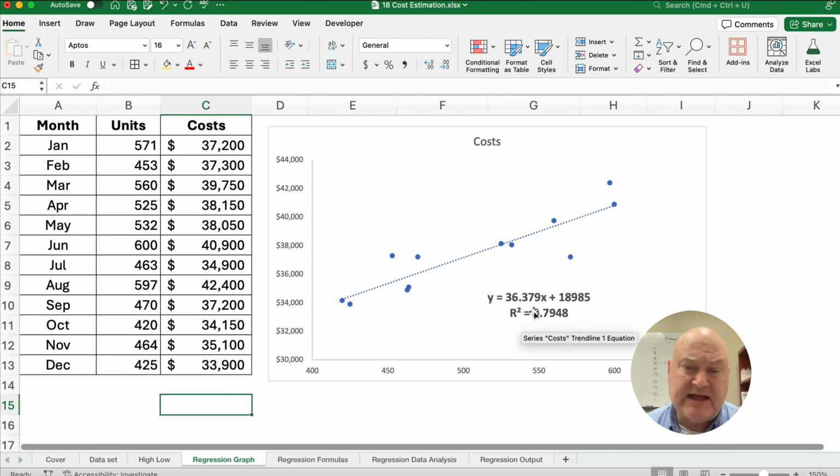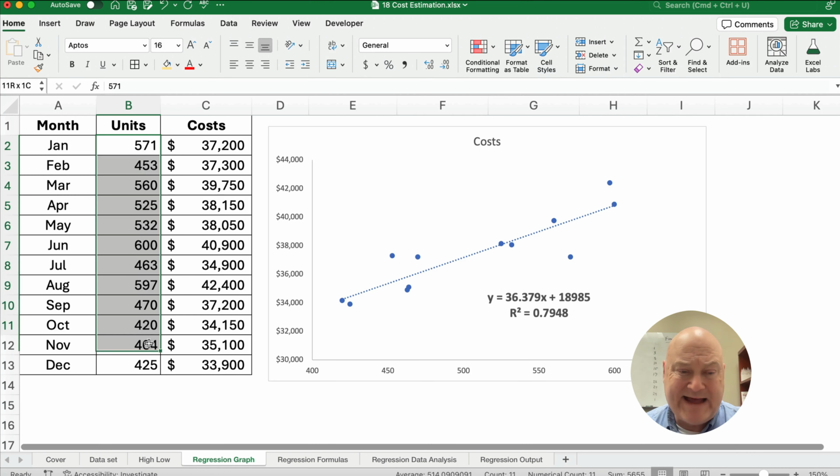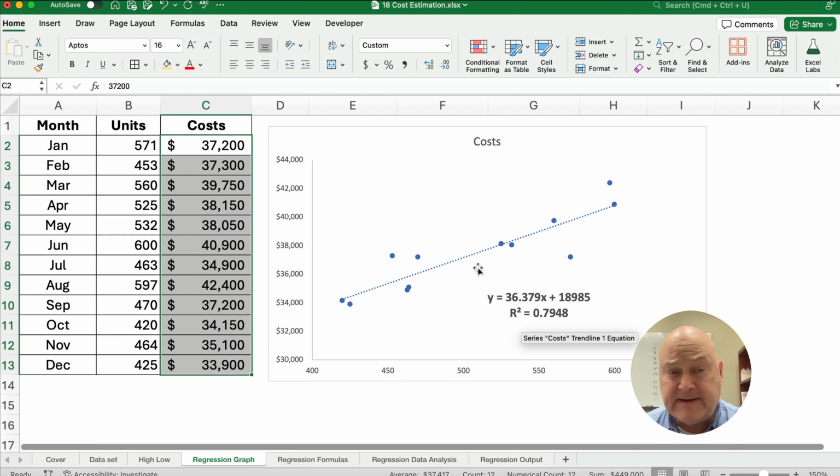So if I know just the X, the number of units, then I can explain about 79.5% of the variability that we see in the cost. Now, it's not perfect because we don't explain about 20% or so of the variability, but we have a good estimate. You can see that in general, the more we produce, the higher our cost rises. So that's one way to do it. This is using the graph.